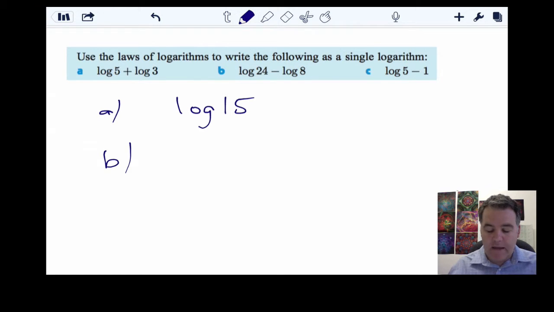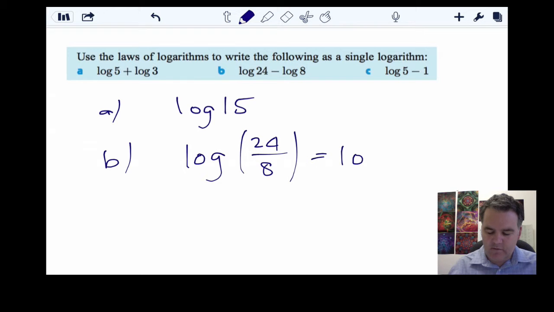Part B, we know log A minus log B is just log A over B. So log 24 over 8, so log 3. Write down your answer to part C now.